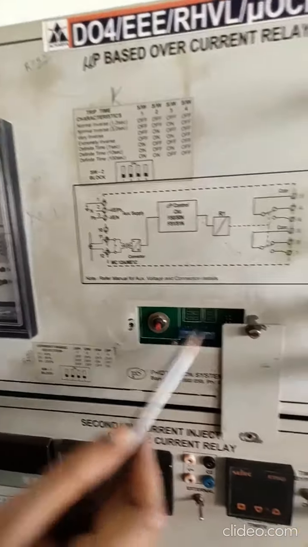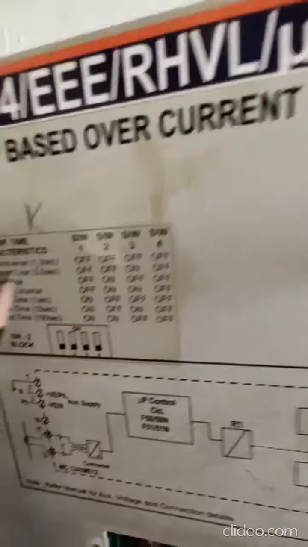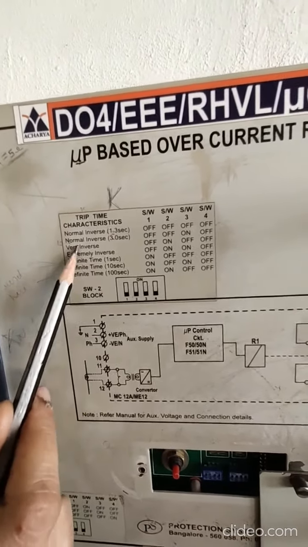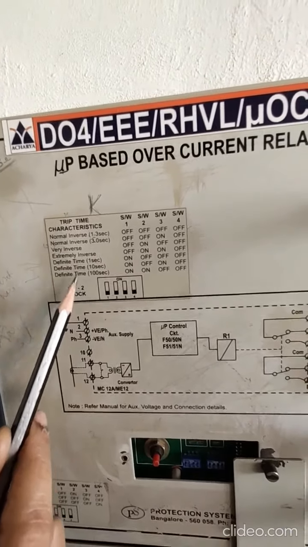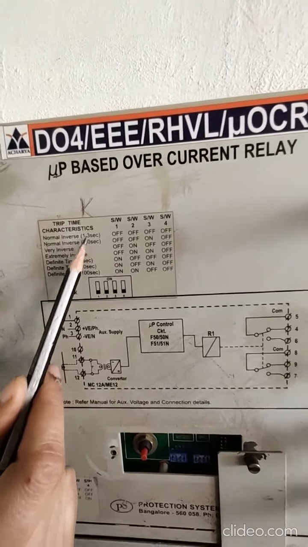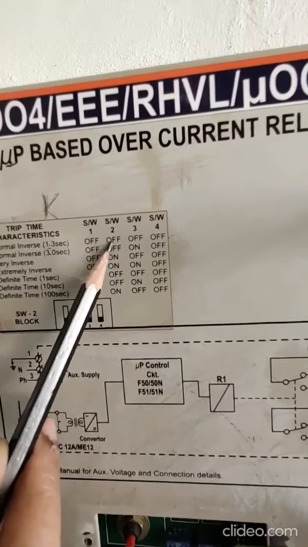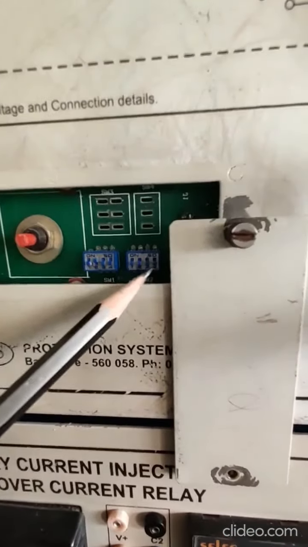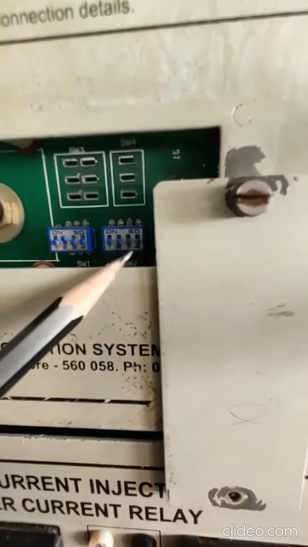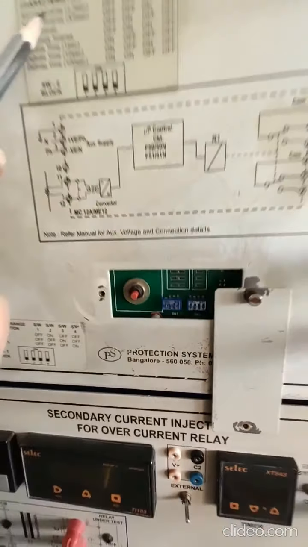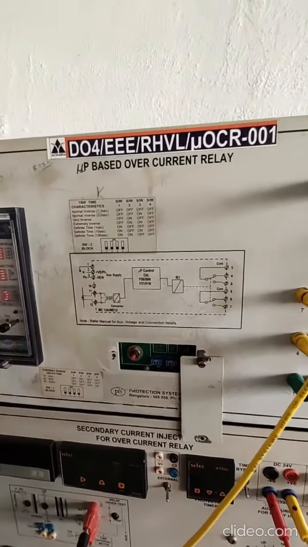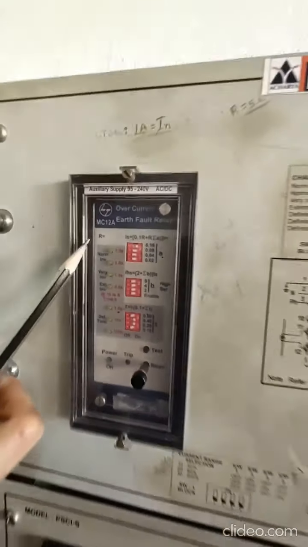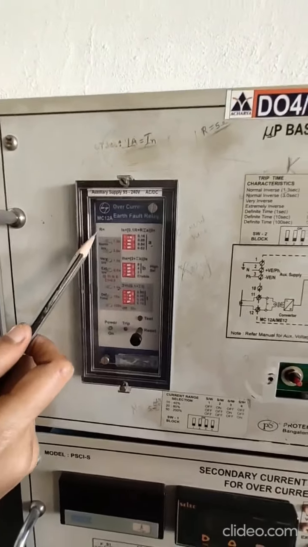Next, using SW2 black, we should select the normal inverse characteristics, 1.3, 3, very inverse, like this characteristic we can select. Now I have selected normal inverse 1.3 second. Settings for that is off, off, off, off. So same thing we have done here. All the switches are off. Once it is done, the corresponding LCD will be glowing when I switch on. Now I have selected 1.3 second. When I switch on, it will be glowing.